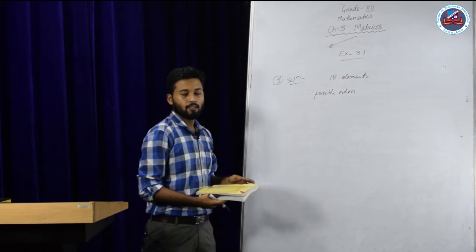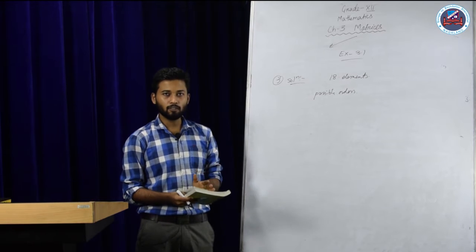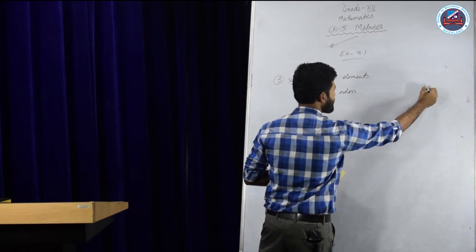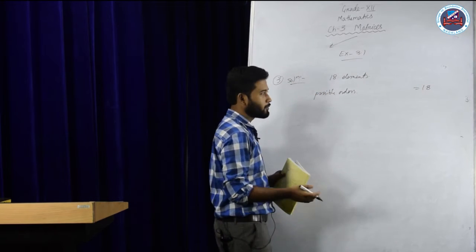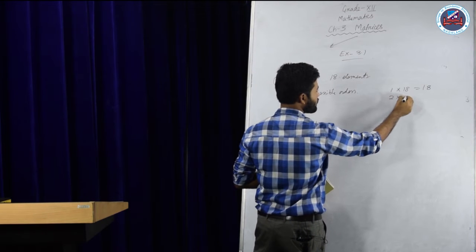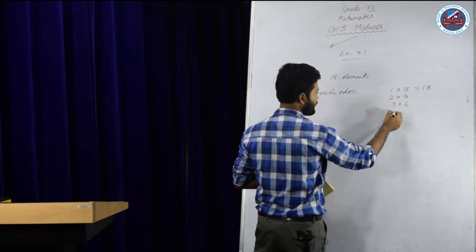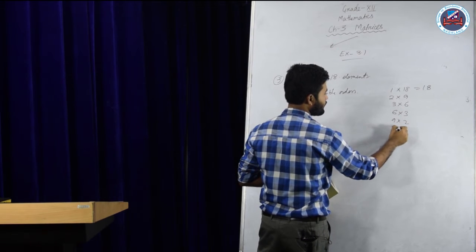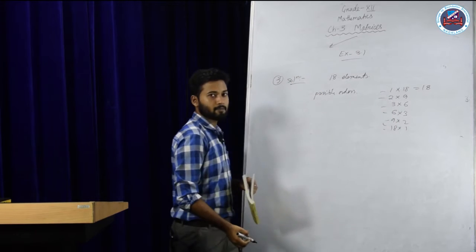Okay. At first, how to find the number of elements? Multiply the row with the column. So that means by multiplying the rows and column, we must get 18. So what are the possible ways? What are the factors? 1 into 18, then 2 into 9, then 3 into 6, and then 6 into 3, 9 into 2, 18 into 1.